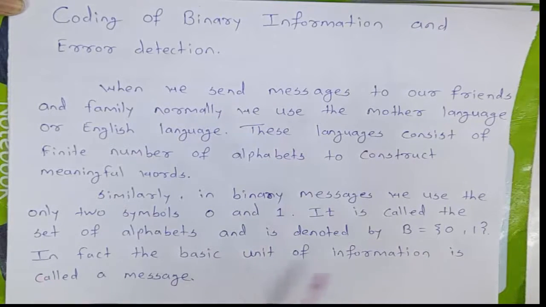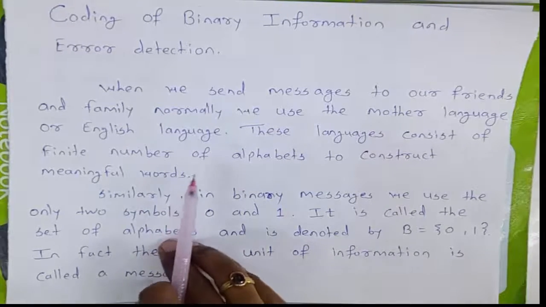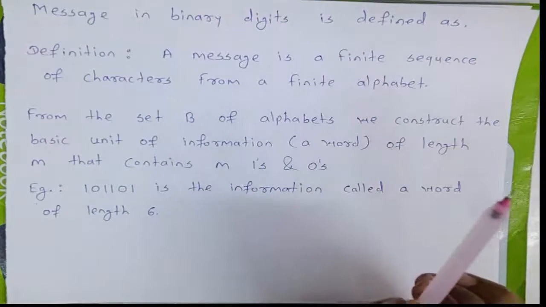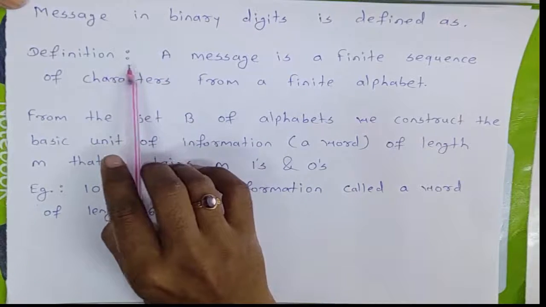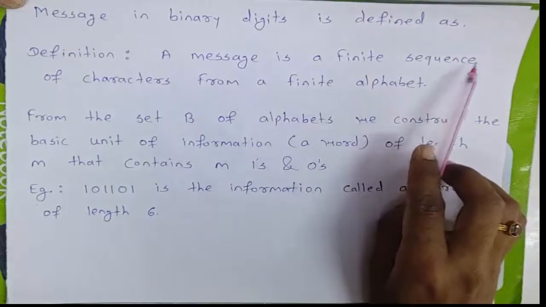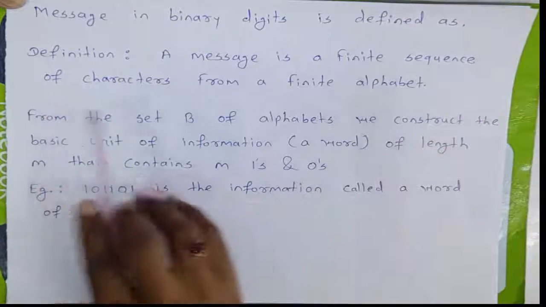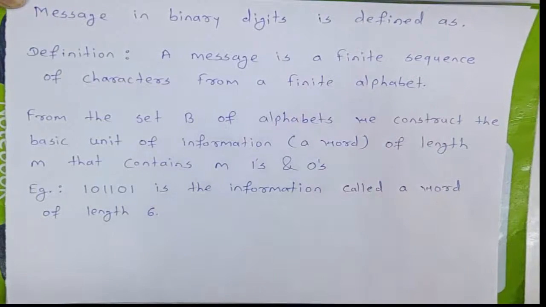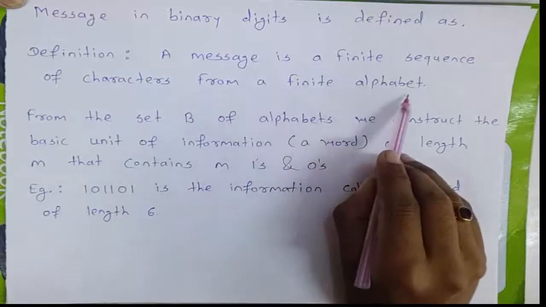In fact, the basic unit of information is called a message. Now the message in binary digits is defined as follows. Definition: A message is a finite sequence of characters from a finite alphabet. So in binary digits, a message is a finite sequence of characters from the finite alphabet.